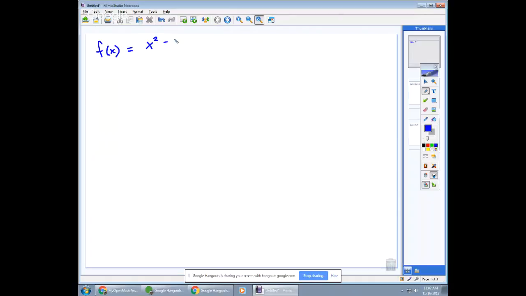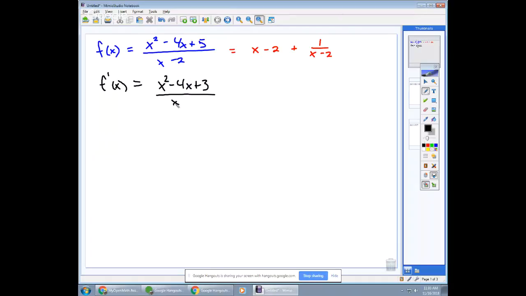Tuesday. x squared minus 4x... So this is the problem from yesterday, over x minus 2. And on this, I had done division and noted that you could rewrite it as x minus 2 plus 1 over x minus 2. And the derivative of that is slightly easier. F prime of x, we calculated last week to be (x squared minus 4x plus 3) over (x minus 2) squared. If you go with the alternate definition, you get 1 minus 1 over (x minus 2) squared.